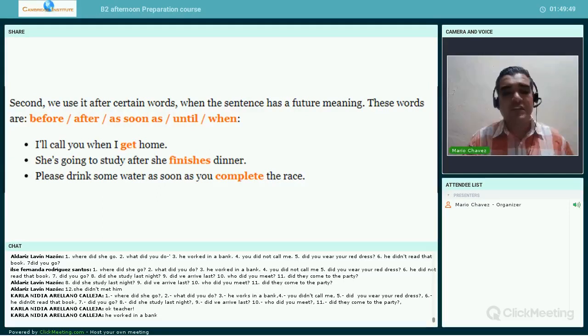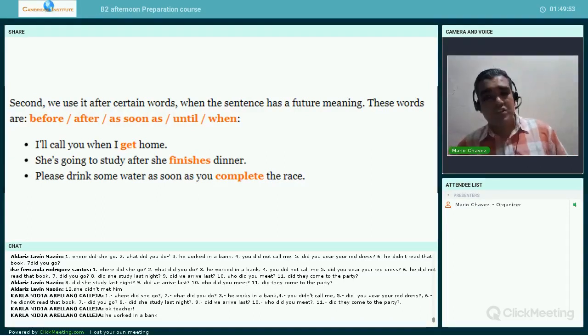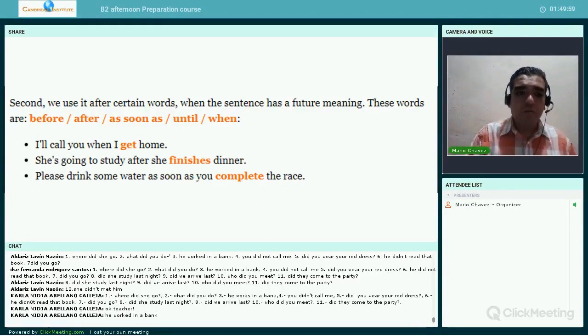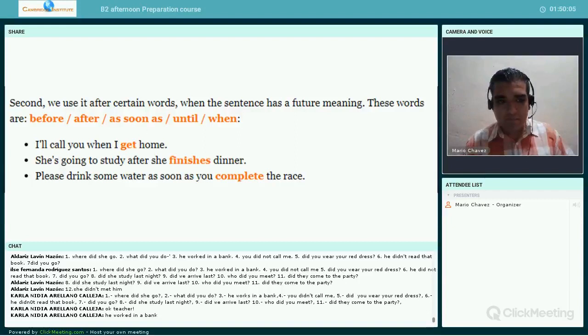She's going to study after she finishes dinner. Not after she will finish dinner. No, after she finishes. All right? So we use it after. So whenever it's after a future sentence, a sentence with will or going to, we use the simple present.